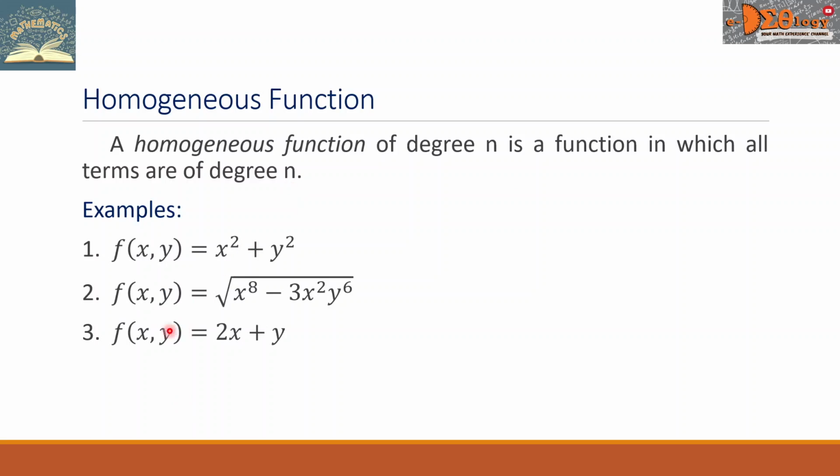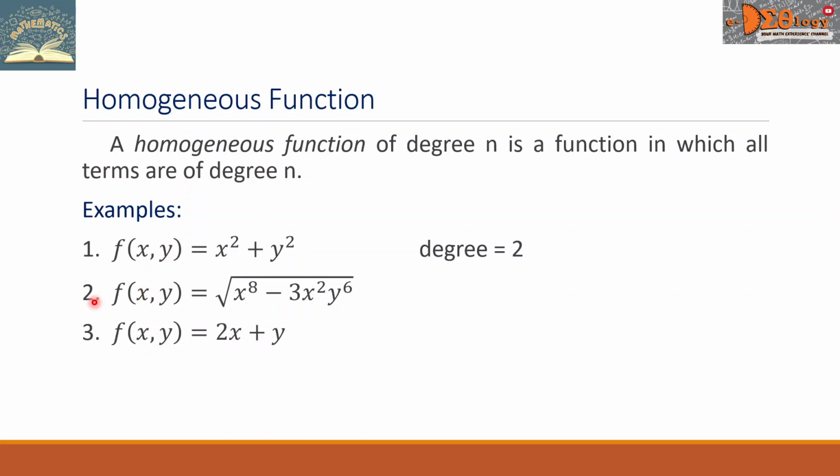We have here three examples. Number 1, f of x y equals x squared plus y squared. In here, we can see that all terms are of degree 2. So we say that this function has degree 2.